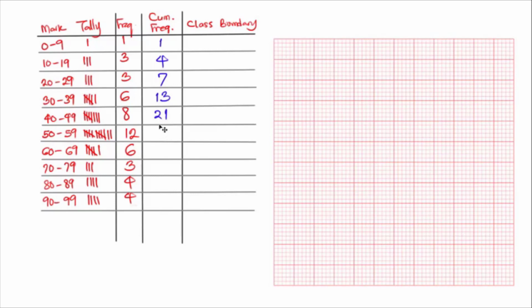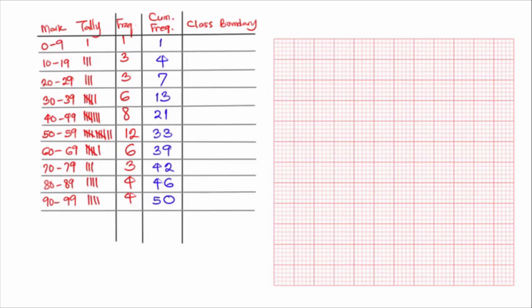Then the next one, 13 plus 8 is 21. The next one, 21 plus 12 is 33. The next one, 33 plus 6 is 39. 39 plus 3 is 42. 42 plus 4 is 46. 46 plus 4 is 50. These are the cumulative frequency data that is needed for us to plot our graph.